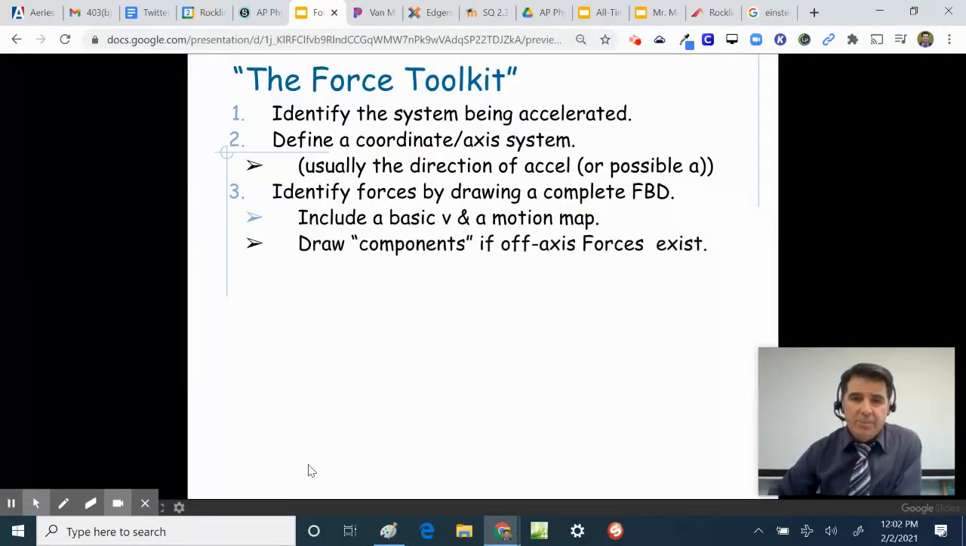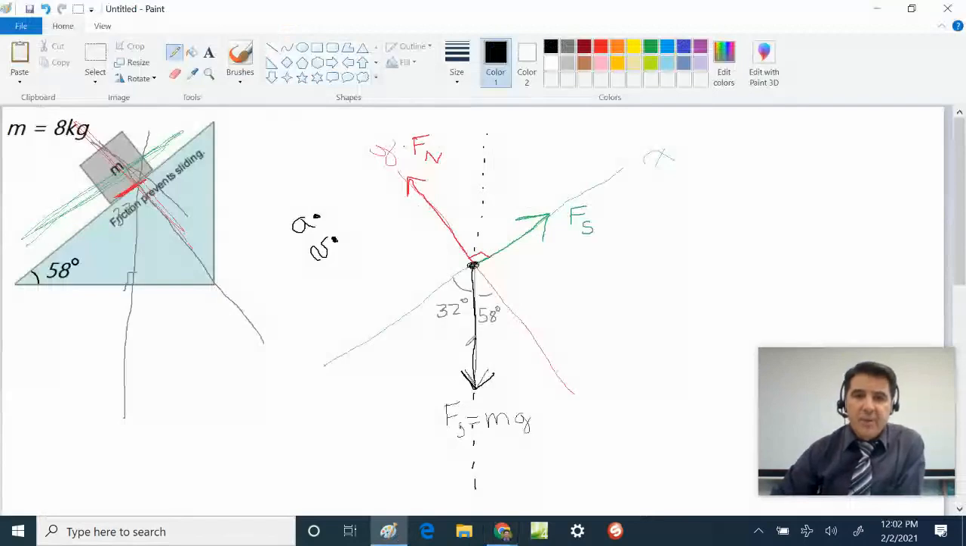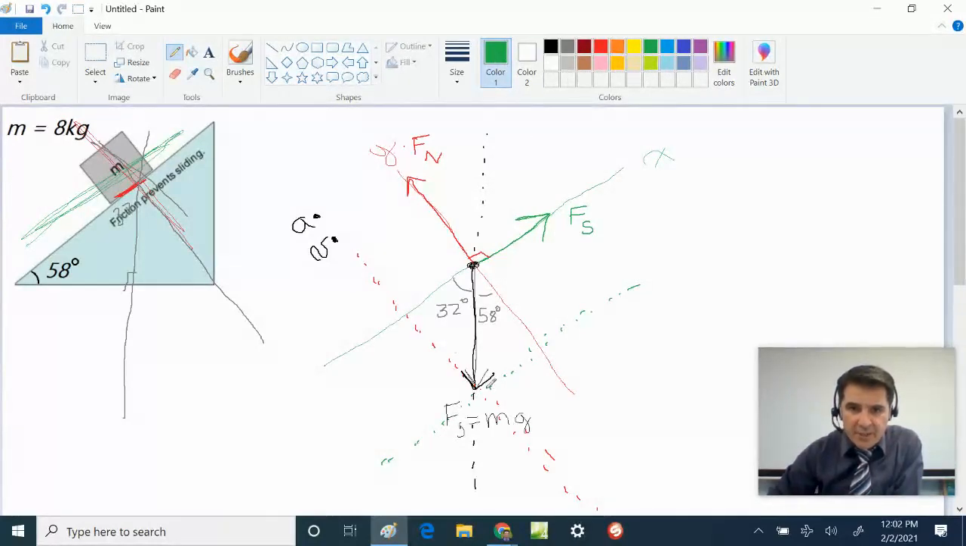And so the next point says draw components if off-axis forces exist. Okay, so let's go back here. Now, this is an off-axis force. I'm going to use the color red to show that this one is in the axis of the red. And I'm going to use the color green here to try to capture this into a parallelogram, right? So this actually fits right here in these lines, and it fits right here.